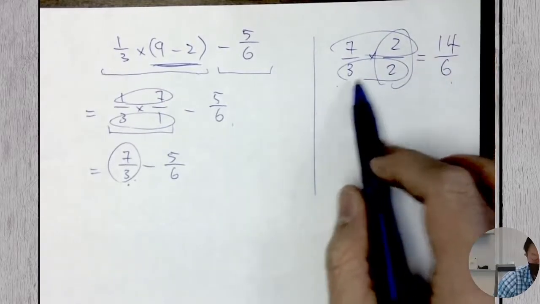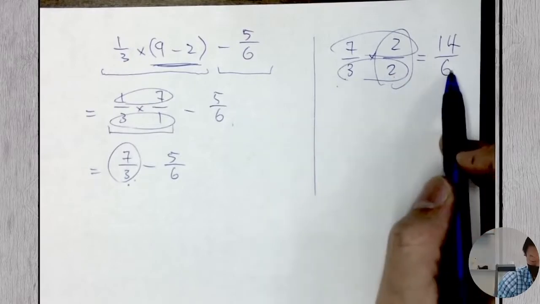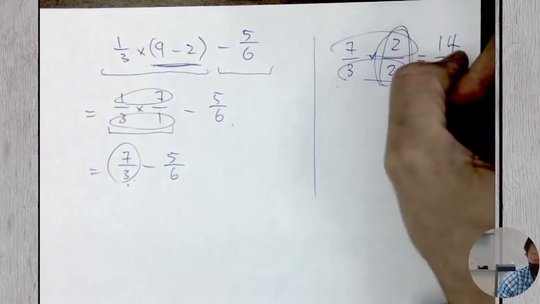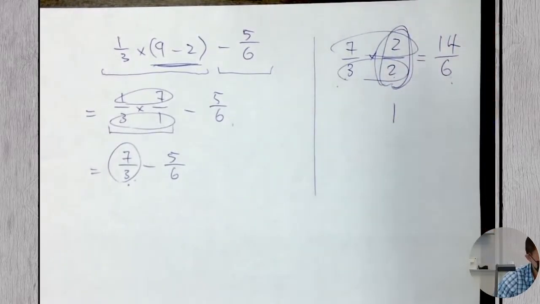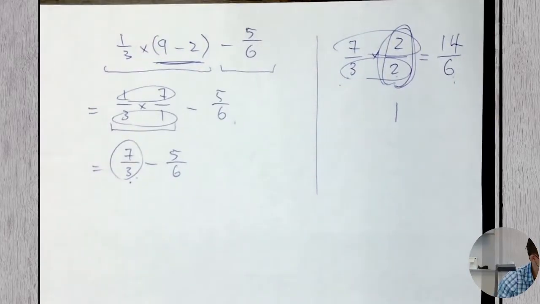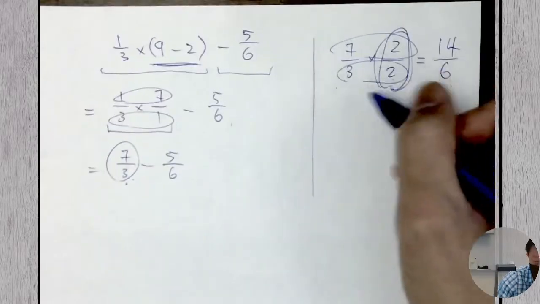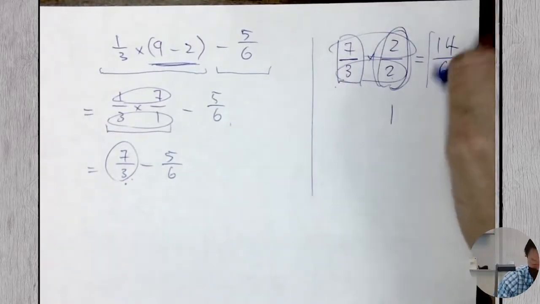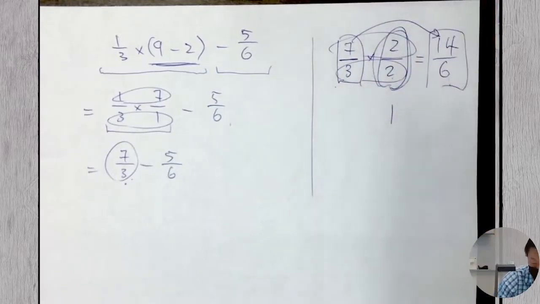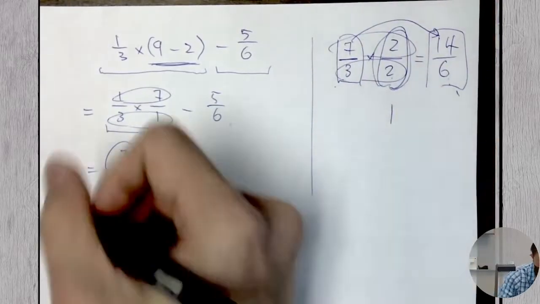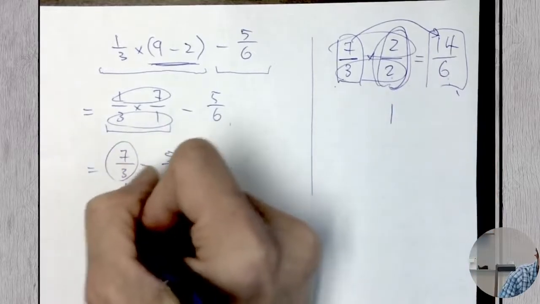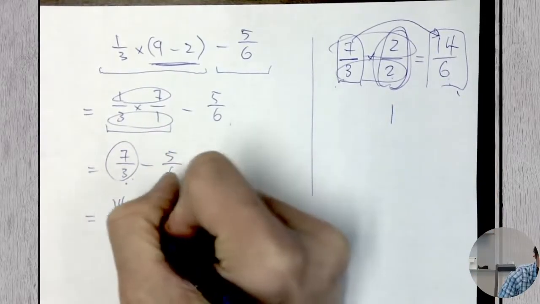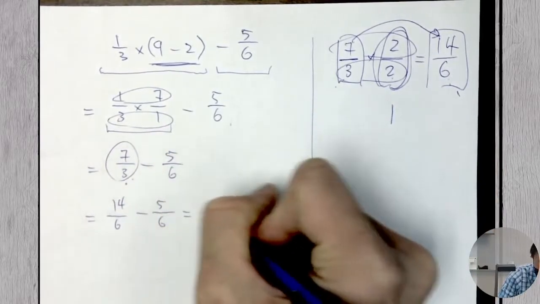Well, because I see that if I take 2 times 3, I get 6. And 2 over 2 is just 1, right? If I take anything times 1, I'm not changing the number itself, okay? I'm getting an equivalent fraction. From this fraction to that fraction, those are equivalent. Therefore, I get to rewrite this as 14 over 6 minus 5 over 6.